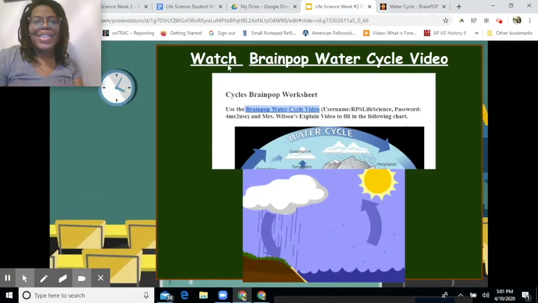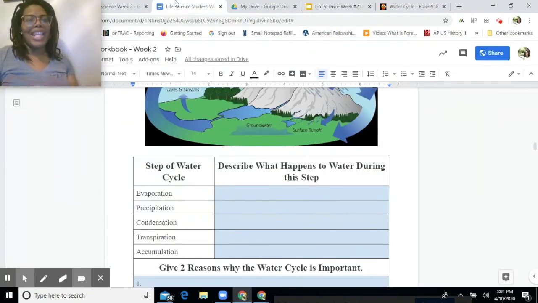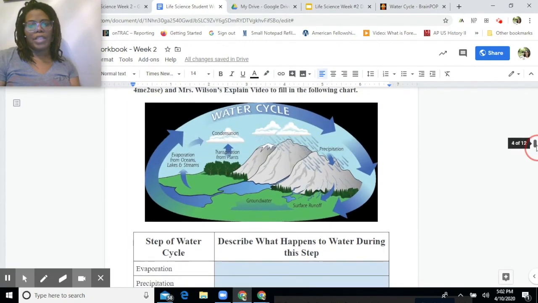Okay, so that was that. We watched the video, and between that and the notes that we already took, you should be able to go in and describe what happens to water during the steps. Evaporation, what happens, precipitation, condensation, transpiration, and accumulation. And if it helps you, you can look at the picture as well when you type.